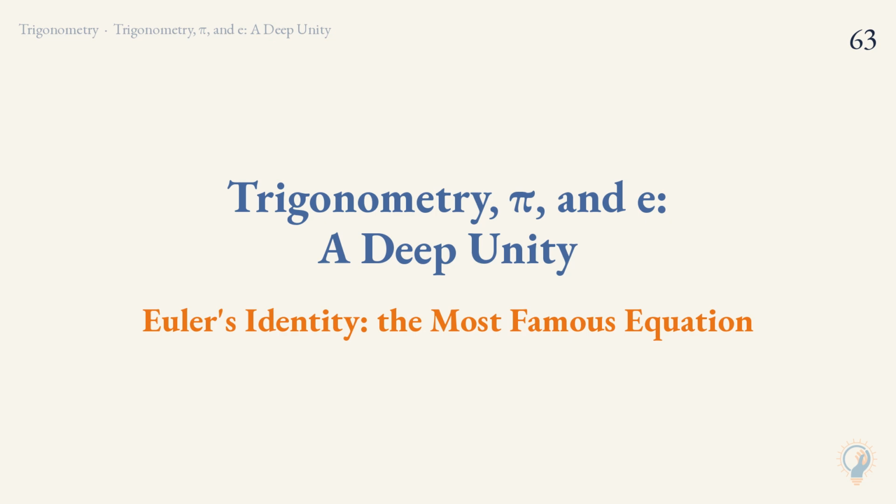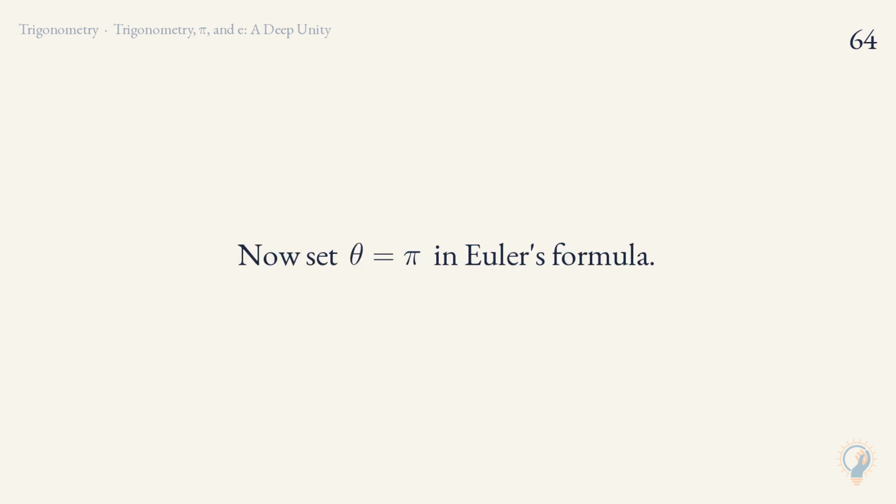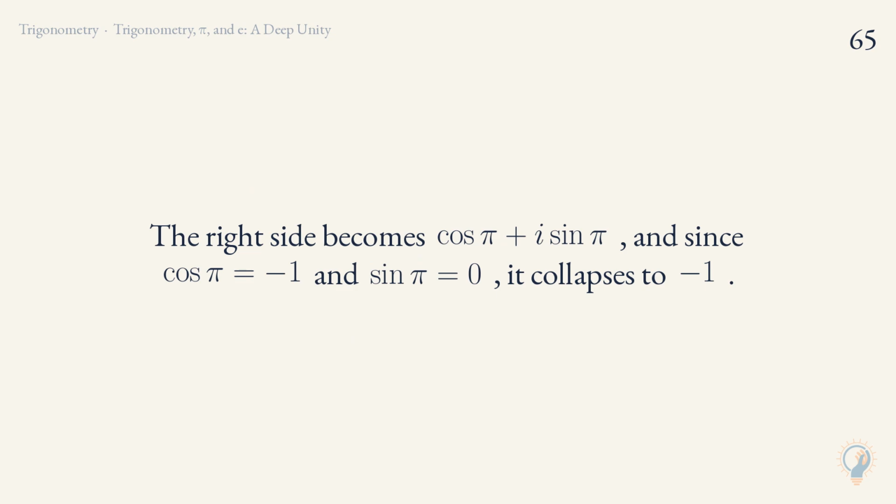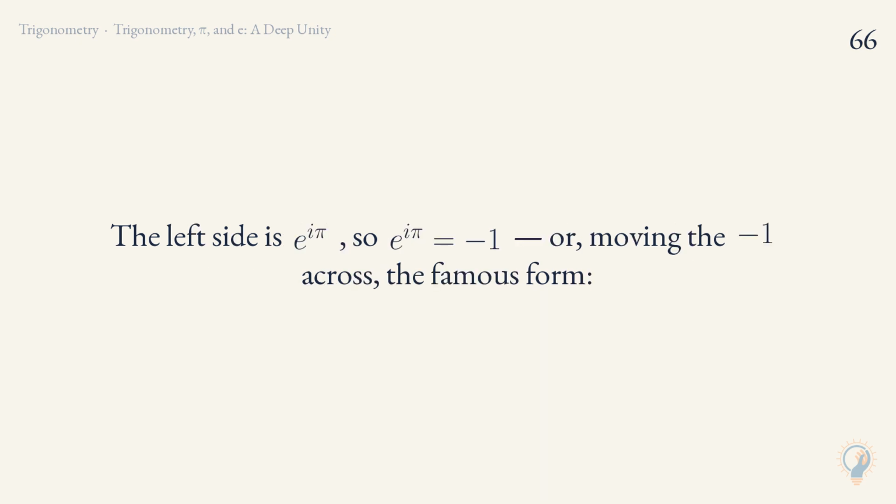Euler's identity, the most famous equation. Now set theta equal to pi in Euler's formula. The right side becomes cosine pi plus i sine pi, and since cosine pi equals -1 and sine pi equals 0, it collapses to -1. The left side is e to the i pi, so e to the i pi equals -1, or moving the -1 across, the famous form.